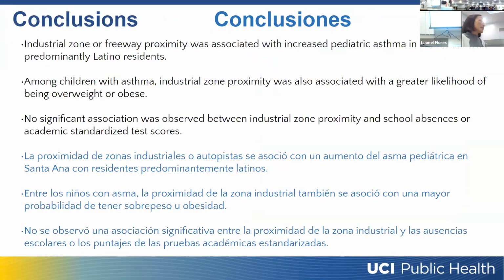Okay, so those are just some conclusions: industrial zone or freeway proximity was associated with increased pediatric asthma in Santa Ana. And then among the children with asthma, industrial zone proximity was also associated with a greater likelihood of being overweight or obese. And again, we don't find the association of proximity with school performance, which is good. Okay, next.